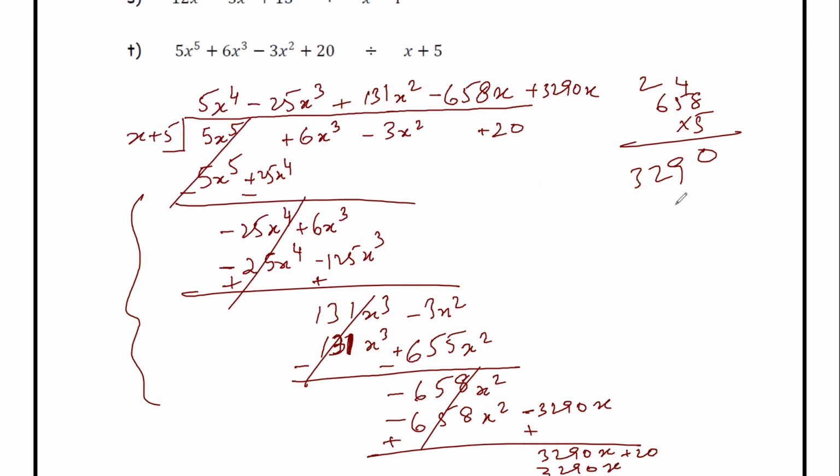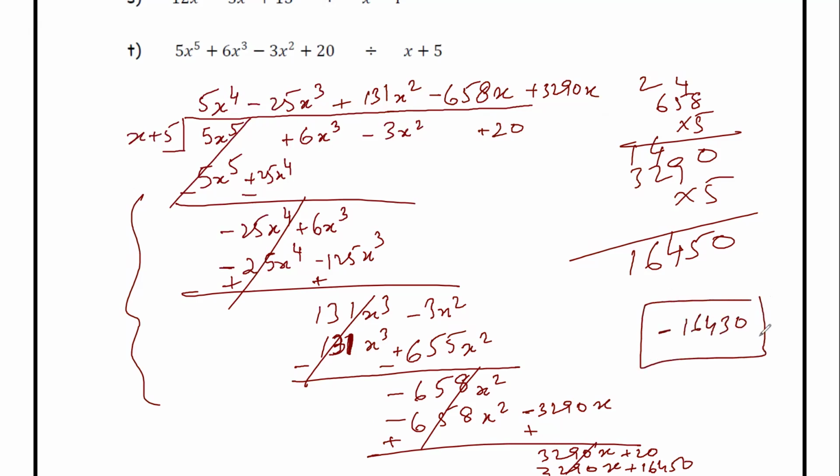And then times 5. 500, 5 9 45. 5 2 are 10 and 14. 5 3 are 15, 16. 16,450 positive, right? So change the sign, this cancels, and I got negative 16,430. Wow. So this is my remainder, but I'll double check this by solving this using synthetic division.